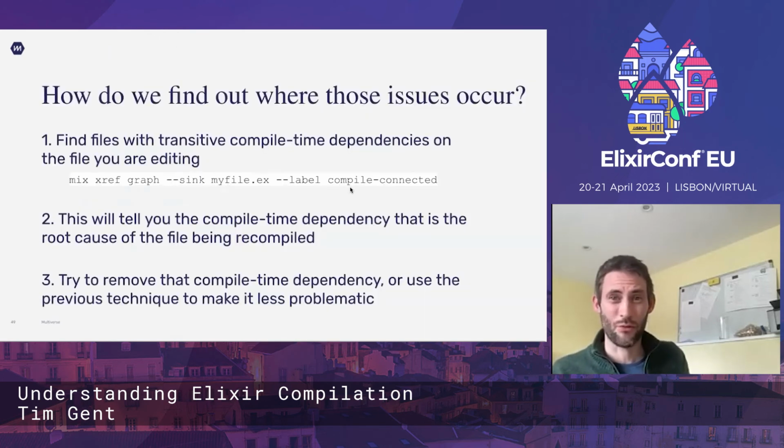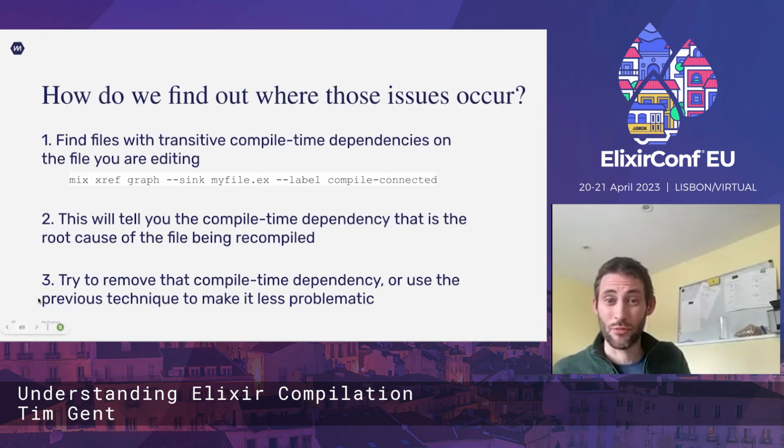How do you find out where those issues occur in the first place? So this is how I would go about it. First, find files with transitive compile time dependencies on the file that you're editing. You can do it without any file, by the way, but I just find if I'm working on a particular file and it's annoying me, I'll start there. So this command really helpfully tells you all of the files that end up being recompiled, and it will tell you what compile time dependency they have. That's the root cause of that file being recompiled.